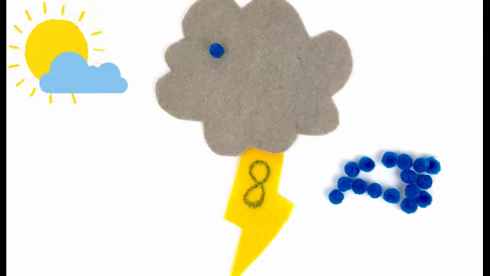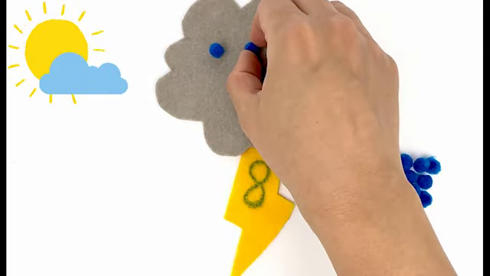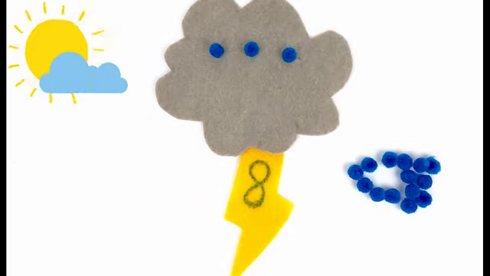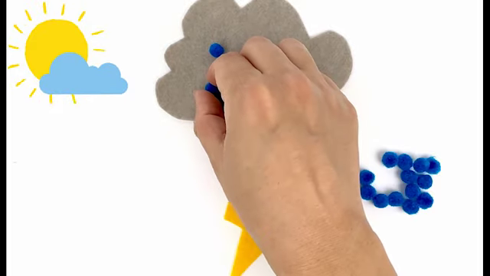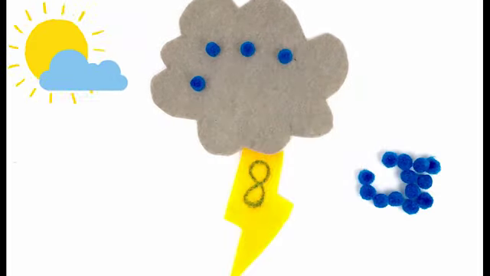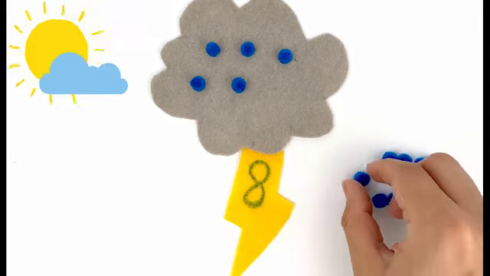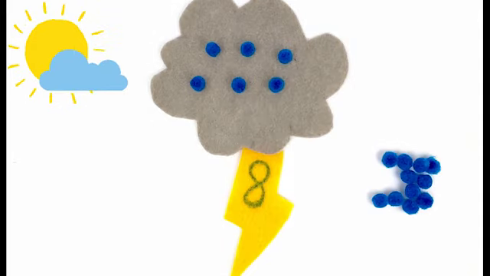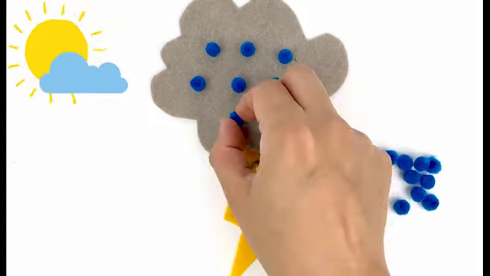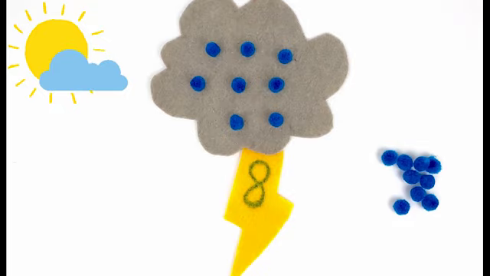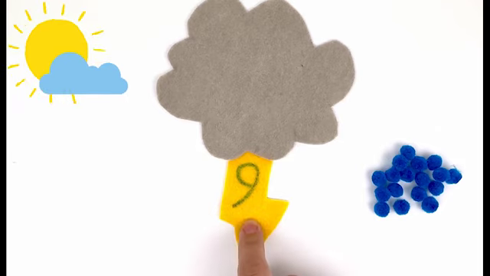1, 2, 3, 4, 5, 6, 7, 8. 8 raindrops. Next is number 9, and we're going to put 9 raindrops on the cloud.